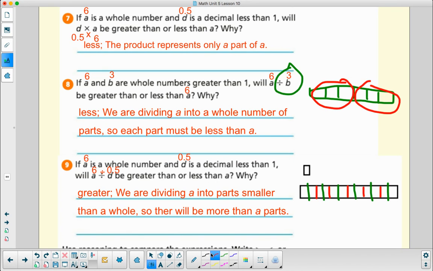But when you're dividing by a decimal less than 1, you have more than 1 in each whole.